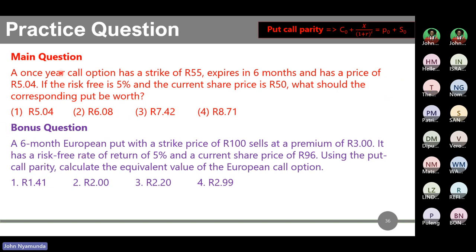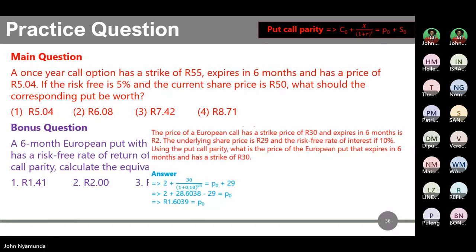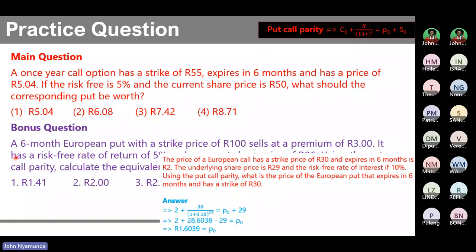Let me see if I can find a solution to that problem, which often happens. If I think hard enough, I can find it. Let's try to do this. Okay, this is the bonus question. Let's put it there so that I can explain. Oh, Tembisa already has an answer. So now you are looking for the bonus question. Yeah, you can pause there, Tembisa.